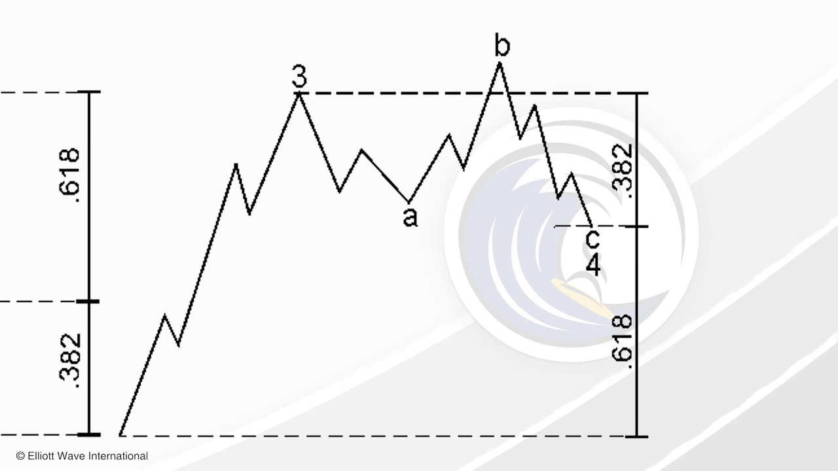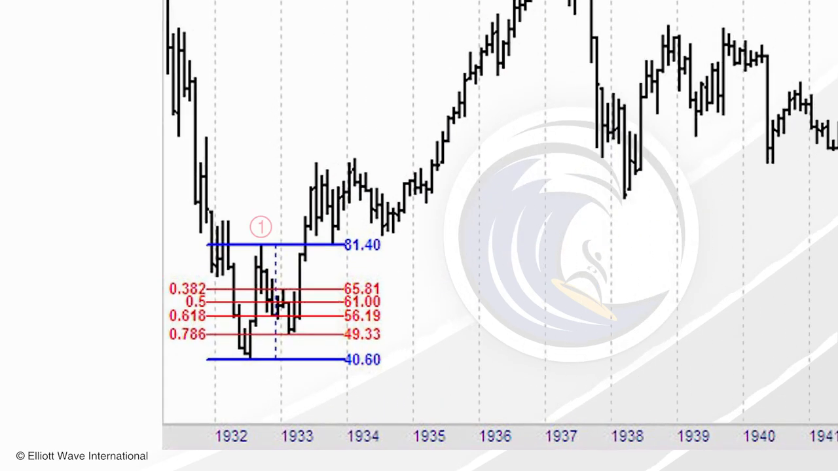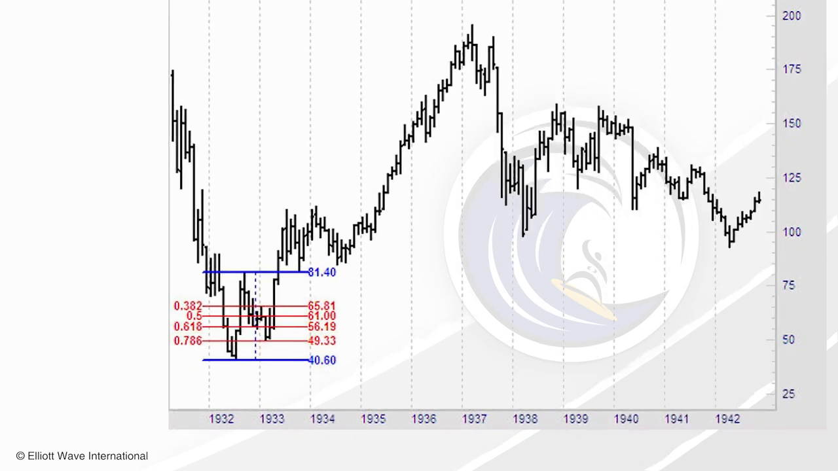Let's go back to that chart we looked at on the Dow Jones Industrial Average from the 1930s to the 1940s. Remember, we had 5 waves up, 1, 2, 3, 4, and 5, followed by a corrective structure, A, B, and C. And by now, you can see that the B wave was a triangle, A, B, C, D, and E, correcting this entire advance. Let's look at some Fibonacci relationships on this chart. If we look at first wave 1 and its retracement, wave 2, we see that wave 2 came down to a 0.786 retracement of wave 1.